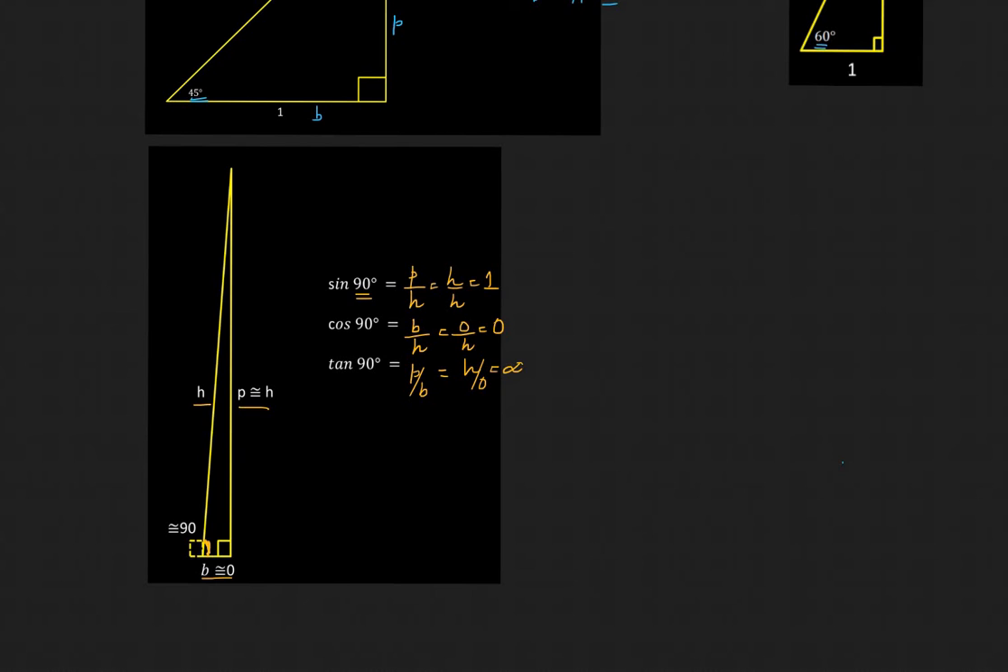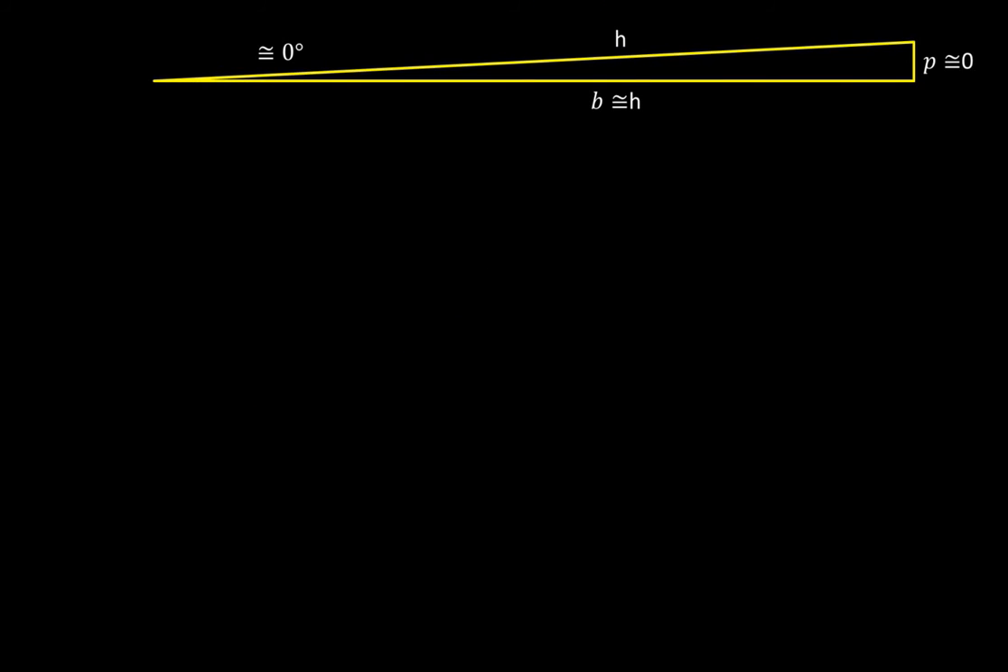As you can imagine, if you want to imagine a triangle which is of angle 0, then the triangle would look like this. Here the angle is 0, and the base and the hypotenuse are of almost the same distance because the perpendicular is almost close to 0. So please pause the video here and try to find the values of sine 0, cos 0 and tan 0.